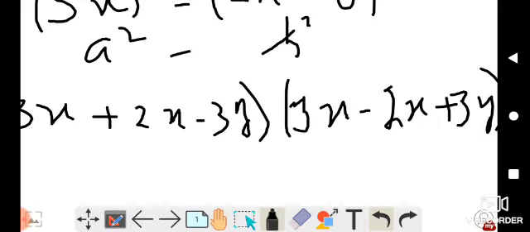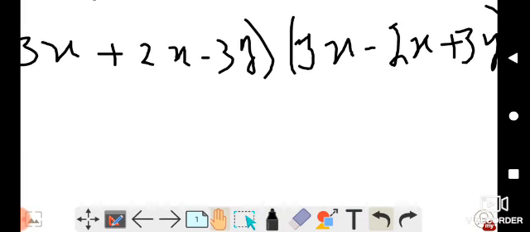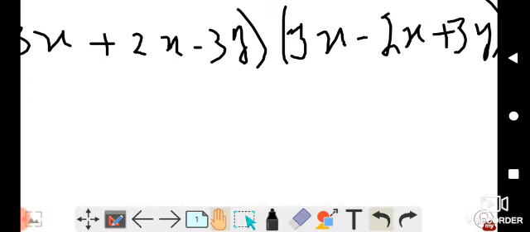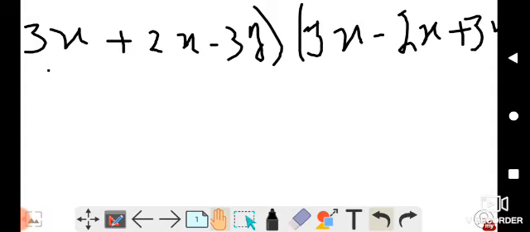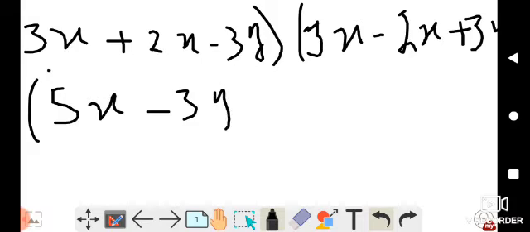Okay, so if numbers are adding to each other, we add. If numbers are subtracting from each other, we subtract. So here is 3x and here is 2x. Both signs are the same, so we will add them. 3 plus 2, how much? 5, and x stays the same because the variable is the same. Give a bracket. Here is a minus 3y, so write minus 3y.